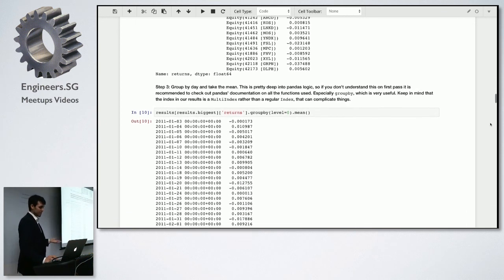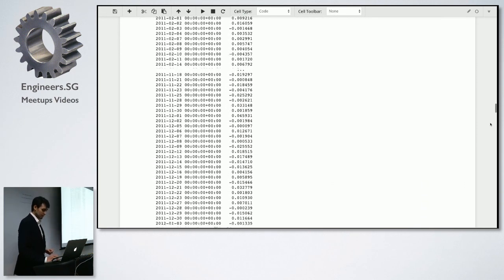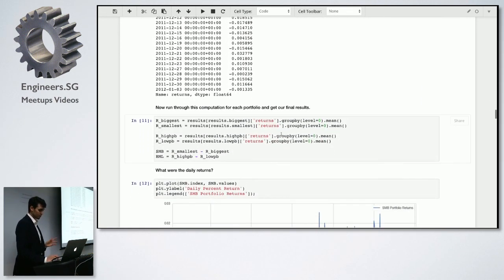So we take the mean, and then for each day we say, what is the return on those 1,000 companies averaged together? We're kind of equally invested in each of these 1,000. And so that's what that is. And then we also do it for the smallest.